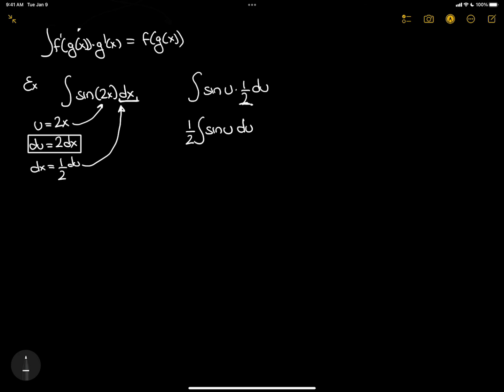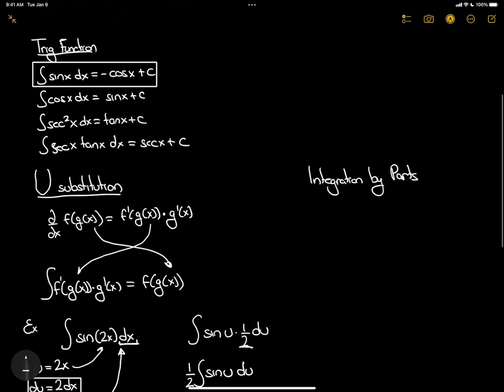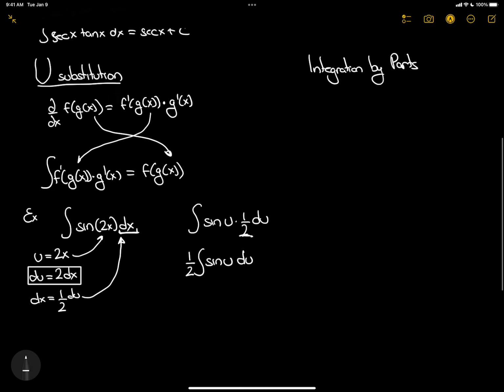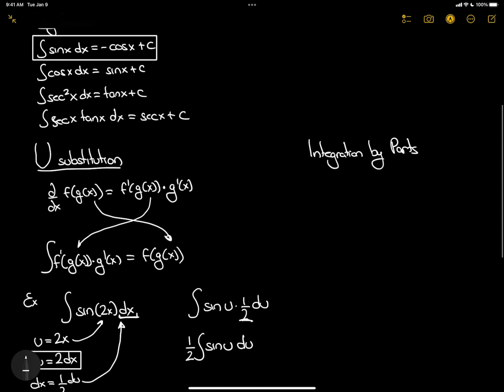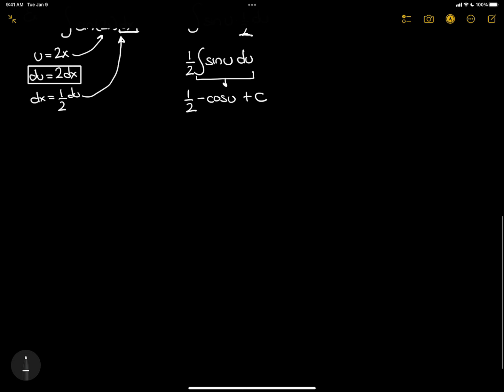Now before I go back to the screen here, see if you can find the integral of sine of u du. All right, we mentioned here that the integral of sine of x dx is going to be equal to negative cosine of x plus c. And so in this case, this becomes 1/2 times the integral of this, which is just going to be negative cosine of u plus c. And now we just simplify it down.